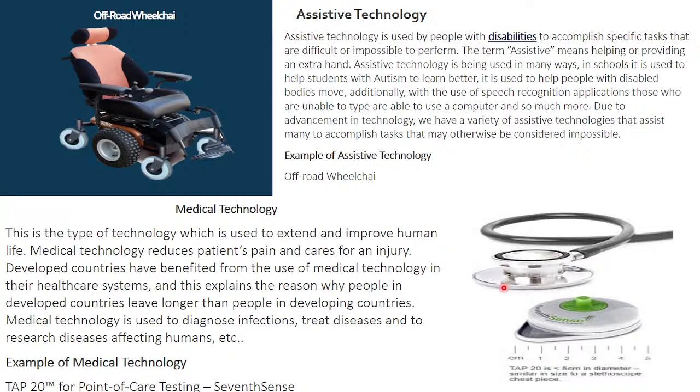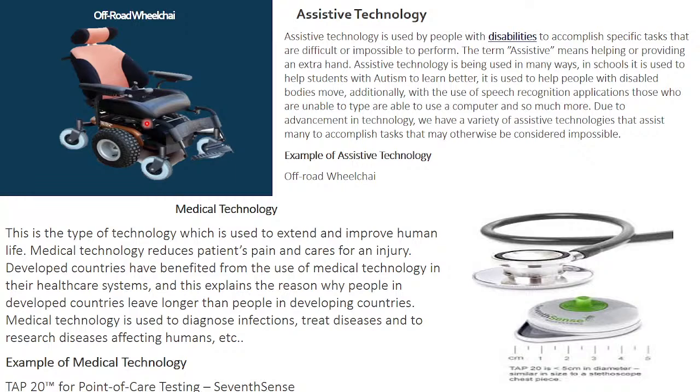For those people that are disabled, technology has come out in a very smart and creative manner to produce an off-road wheelchair. This wheelchair, as you can see here, is highly electronic. Up here, the wheelchair has an analog stick that the person sitting in the wheelchair uses to steer and take direction.